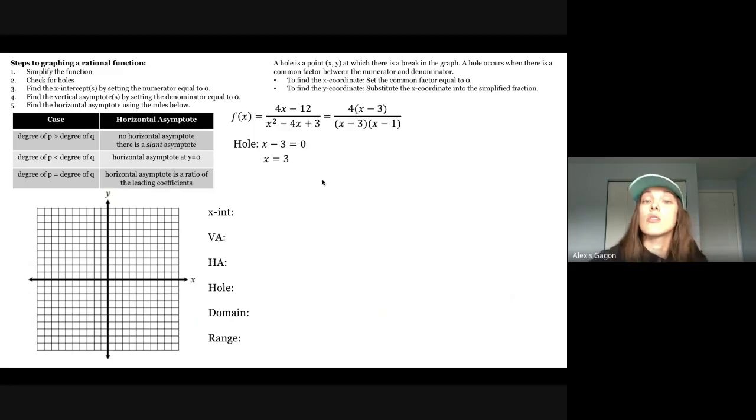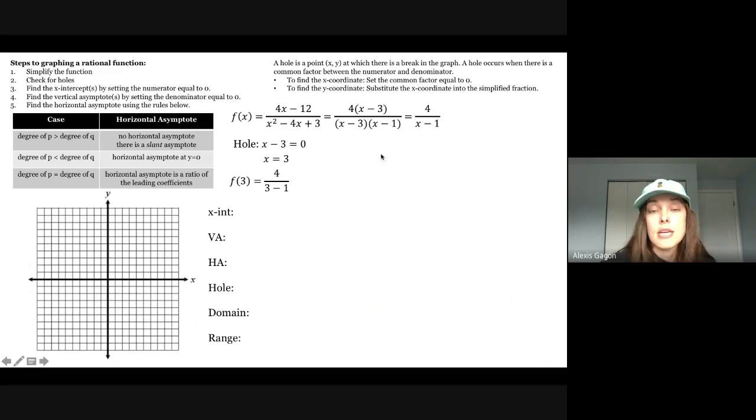We have to find the y coordinate to that. So if I simplify this, you always want to use your most simplest form of this equation. That's 4 over x minus 1. And I'm just going to plug 3 into that. So that's going to be 4 over 3 minus 1, which is 4 over 2, which is 2.